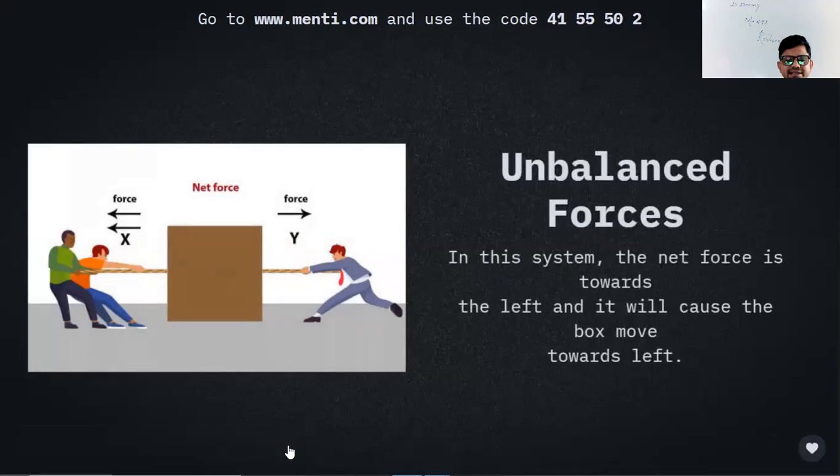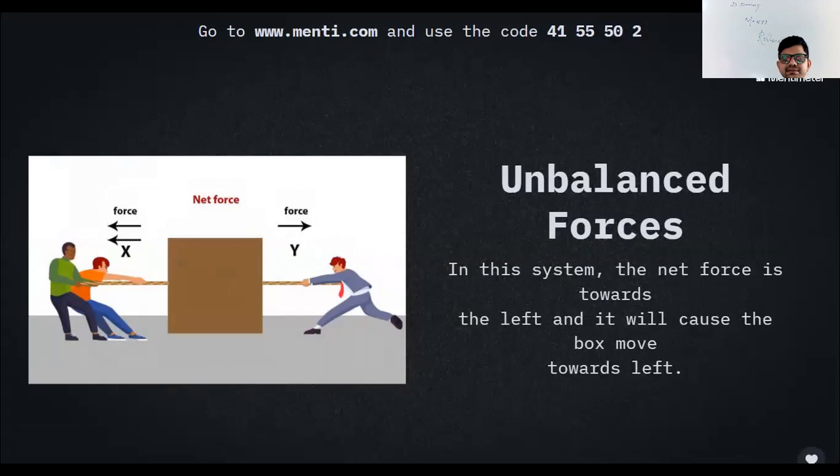Moving to next, unbalanced forces. If X is taking some extra help, then obviously the force on X side will increase, and which will create the unbalanced force. So as per the definition, we can see the net force towards the left, and it will cause the box to move towards the left side.